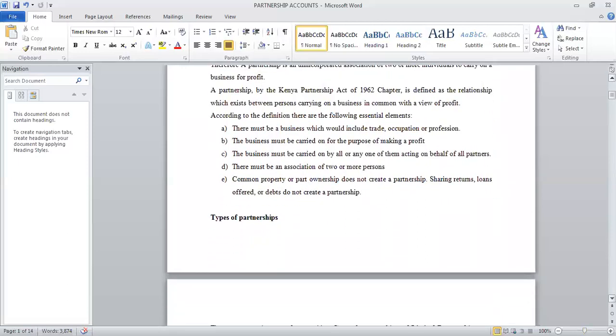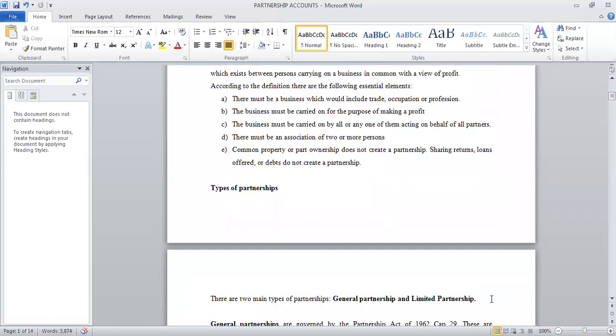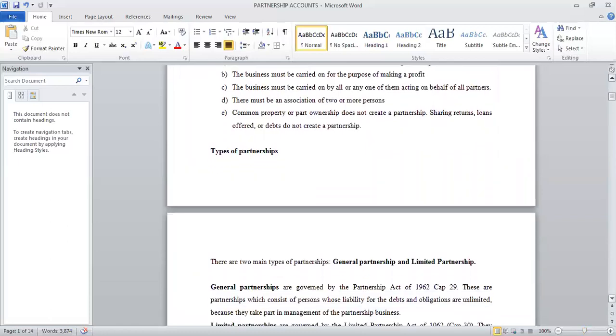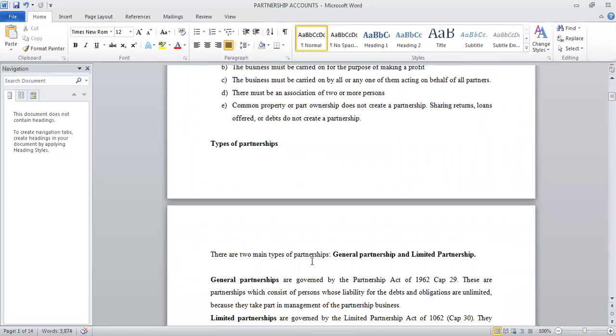Up to that point, let us look at the types of partnerships. There are 2 main types: number 1, the general partnership, and number 2, the limited partnership. The general partnerships are governed by the Partnership Act of 1962, Cap 29, whereby the partners are persons whose liability for the debts and obligations is unlimited. And anytime you find this word unlimited liability, it simply means that the liabilities of the business can be transferred to become the liability of the owner.